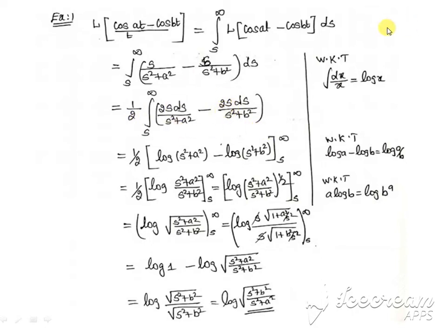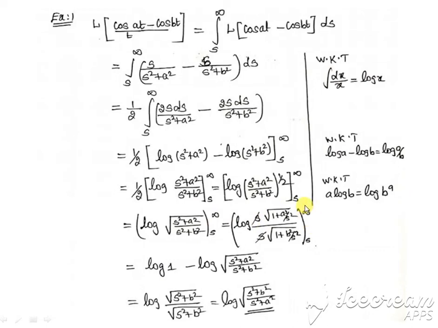So now apply this integration formula. So log of (s squared plus a squared) minus log of (s squared plus b squared). Log a minus log b, we already know the formula, is log of a by b. So again apply that, and we get this. Then use the formula a log b is equal to log b power a. Bring this power 1 by 2 to the log power. So power 1 by 2 converts to a root, take s outside and cancel it.